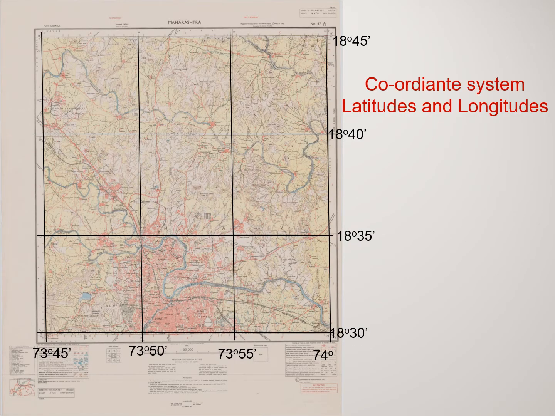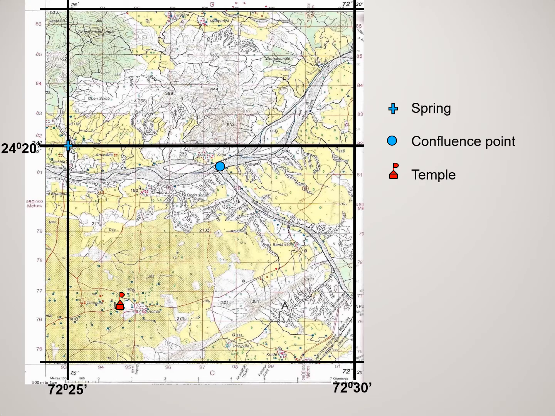So here we are with your simple coordinate system, that is the latitudinal and longitudinal coordinate system. So the horizontal lines, as you know, are your latitudes, and the vertical lines, as you know, are your longitudes. Just to zoom in on another area, we can see that there are a number of longitudes like 72 degree 25 minutes east, 72 degree 30 minutes east, and one latitude is shown over here, that is 24 degrees 20 minutes.